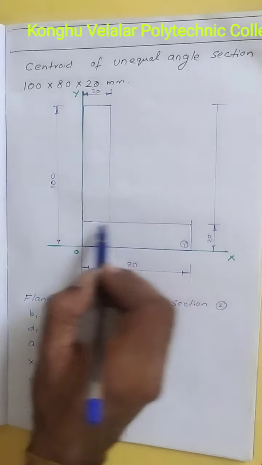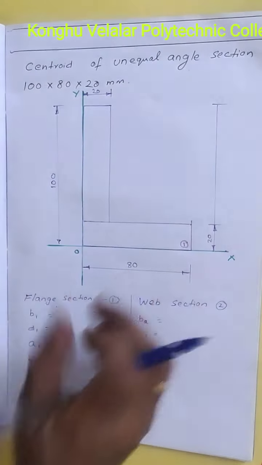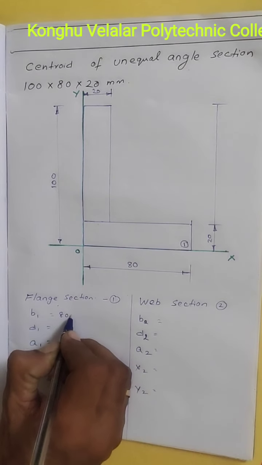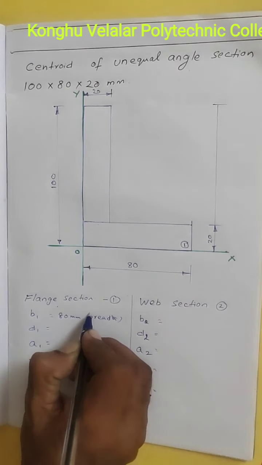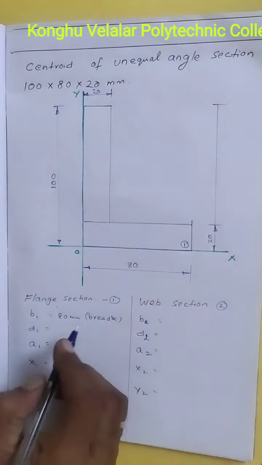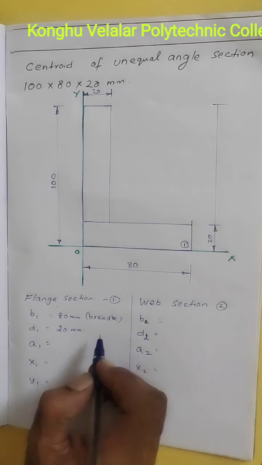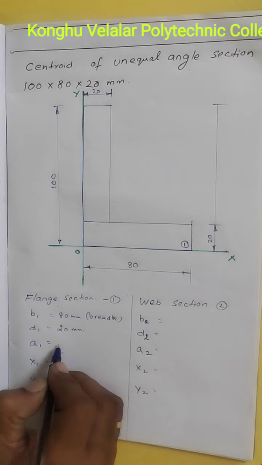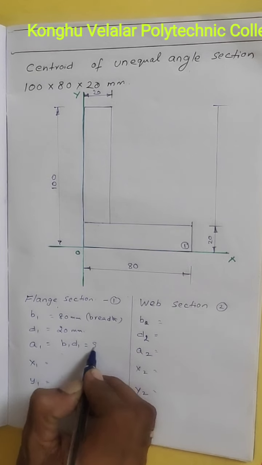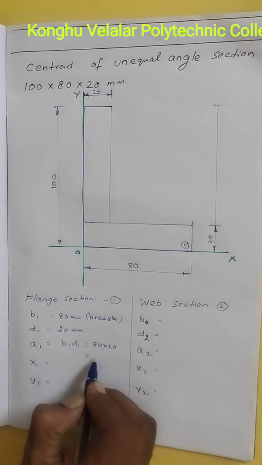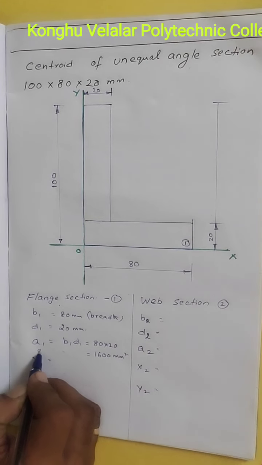So, the flange dimension is breadth. This is the breadth, 80 mm. And the depth is 20 mm. And finding out the area, A1 is B1 into D1. That is equal to 80 into 20, which is 1600 mm squared. This is the area.